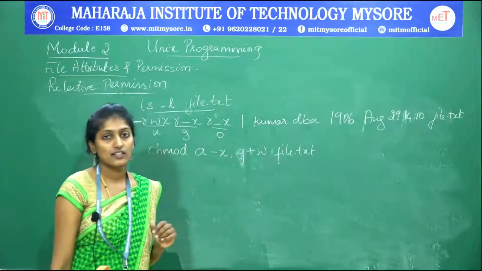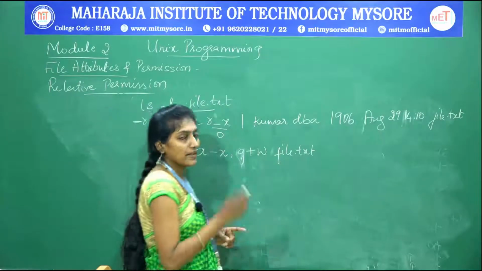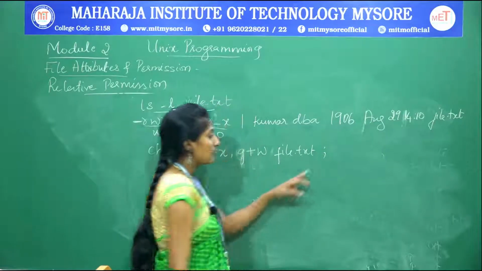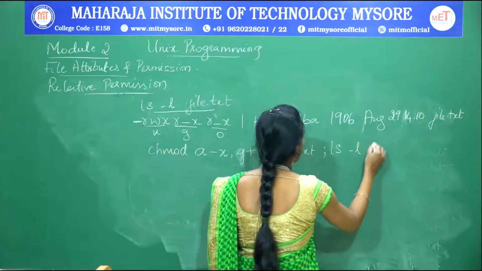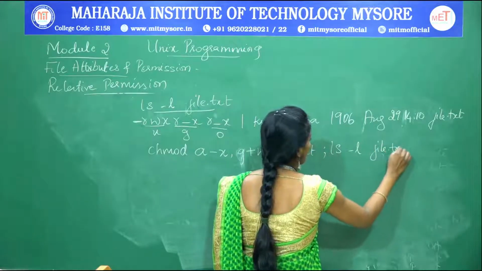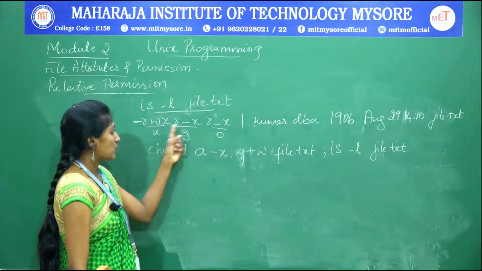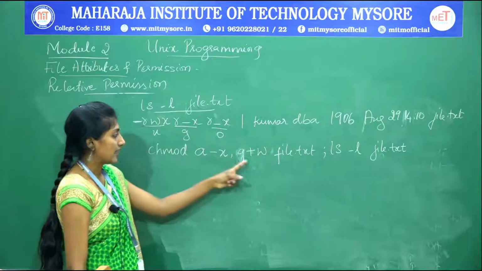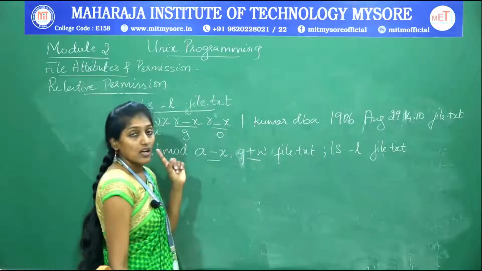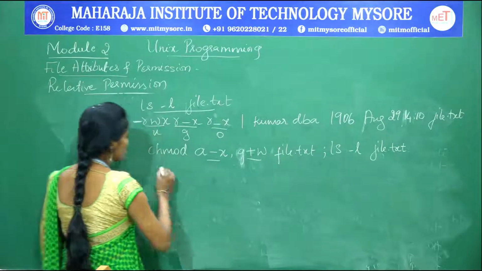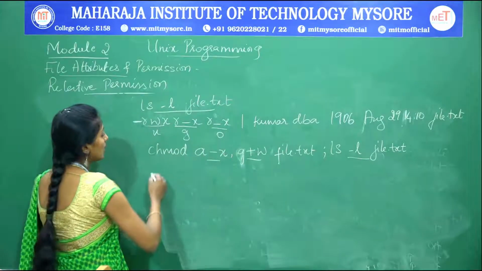And as I said in the initial classes of module 1, you can execute 2 Unix commands at a time by combining them. You can combine 2 commands by separating them with a semicolon. So ls -l file.txt. This means the execute permission has been removed for file.txt for all 3 categories, and write permission has been assigned for group. So to know that, I have executed the command ls -l file.txt.